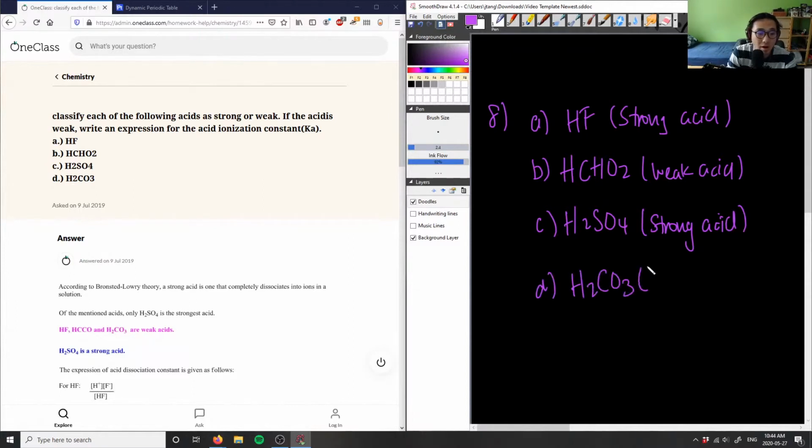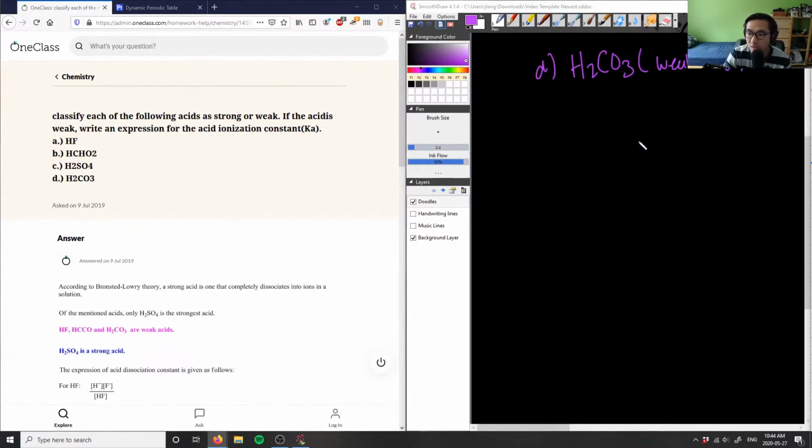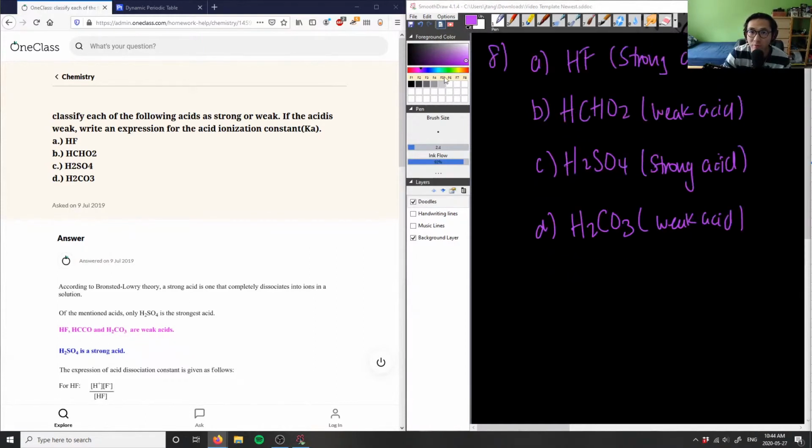And finally, D here is H2CO3. This is carbonic acid, and carbonic acid here is a weak acid, because it doesn't dissociate fully in water. So this here is going to be a weak acid. So let me write down the dissociation constants for these guys here. I'll only write it for B and D here, because these guys are the weak ones.